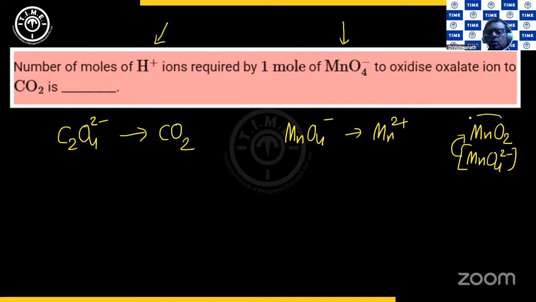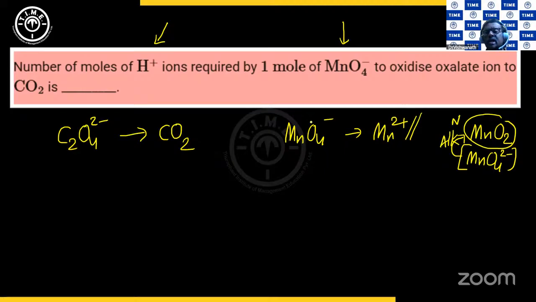So MnO2 is a common species that comes out of this permanganate in a neutral medium or in an alkaline medium. But in an acidic medium, you get Mn2+. So MnO4 minus can be active in all the three media. Whereas dichromate will function as an oxidizing agent only in an acidic medium. Is that clear? So here C2O4 2 minus turning into CO2, MnO4 minus turning into Mn2+.